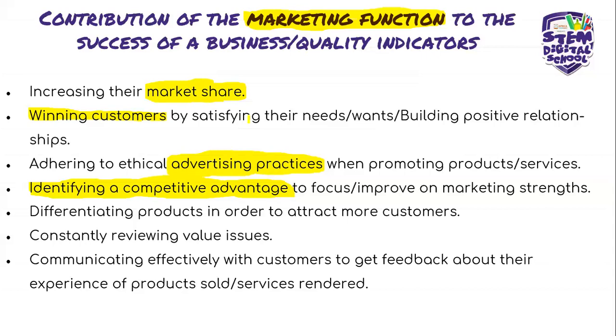That's what we call a competitive advantage. Maybe X is doing something that you're not aware of. Therefore, you need to find out about that so that you can improve your marketing strength. You need to find out what X does in order for him to do well in his bakery.